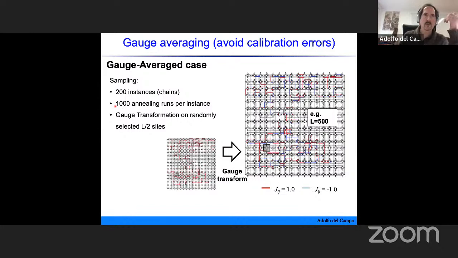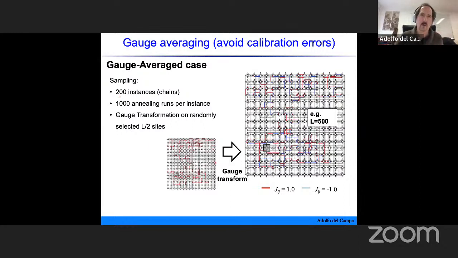Ultimately, we did 200,000 realizations for every quench time. So we have unusually high statistics, which would be very, very hard to attain in other experiments, in other physical platforms.